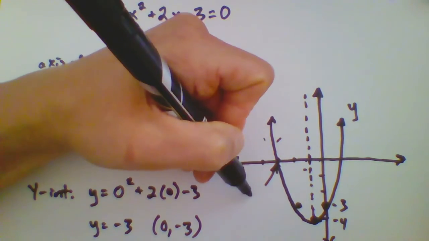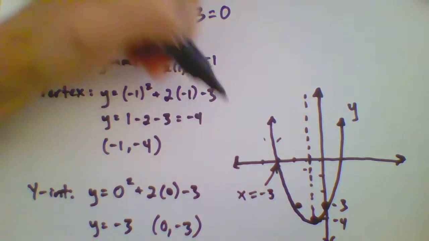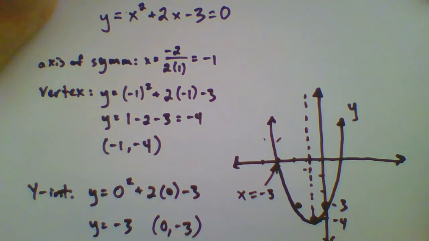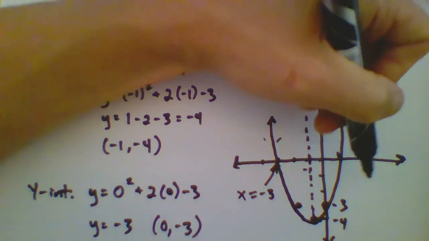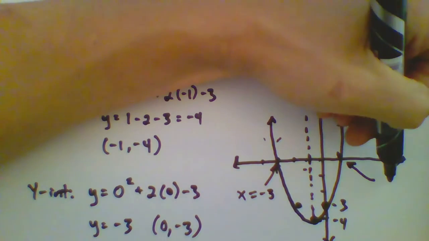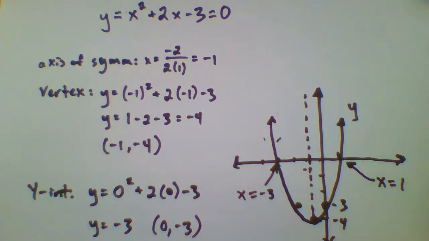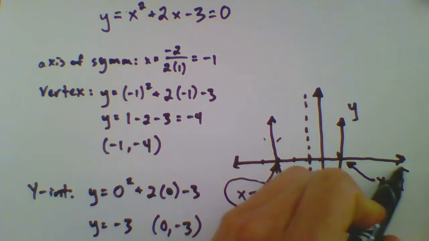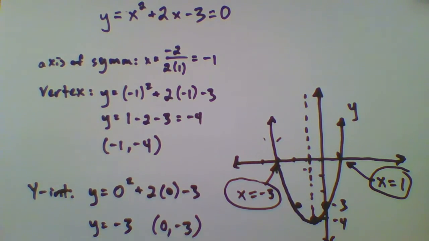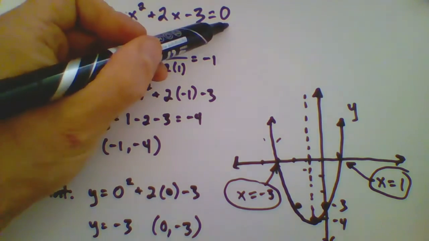so that would give us x is equal to negative 3. That's one x-intercept. Over here, this looks like it's x equals 1, so that would give us another intercept. So we claim that these are two solutions to this quadratic equation.